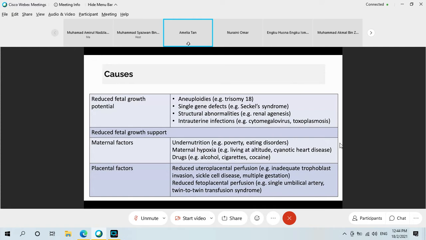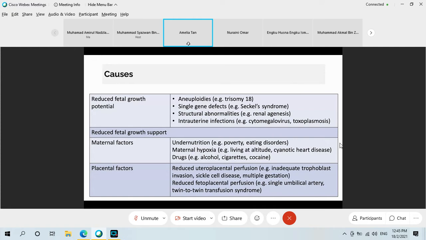And maternal hypoxia can be either due to an underlying chronic disease such as cyanotic heart disease, or the mother herself living at a very high altitude. That's why there is less oxygen concentration in the maternal circulation. So why can this lead to fetal growth restriction? It is because the low maternal oxygen saturation will cause less oxygen supply to the baby, to the fetus, and thus it will reduce the fetal oxygen concentration level and reduce fetal metabolism.